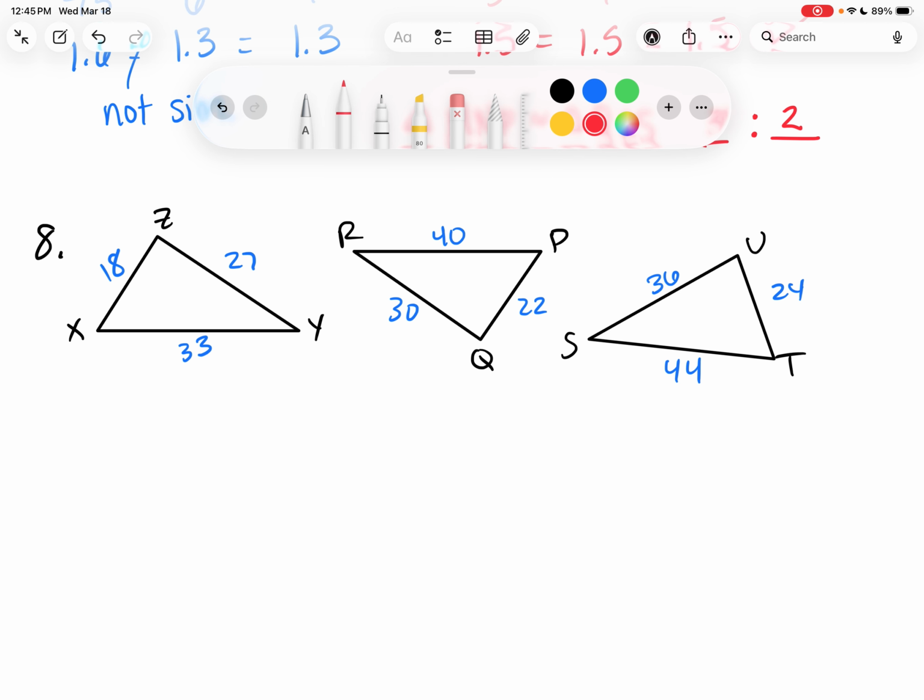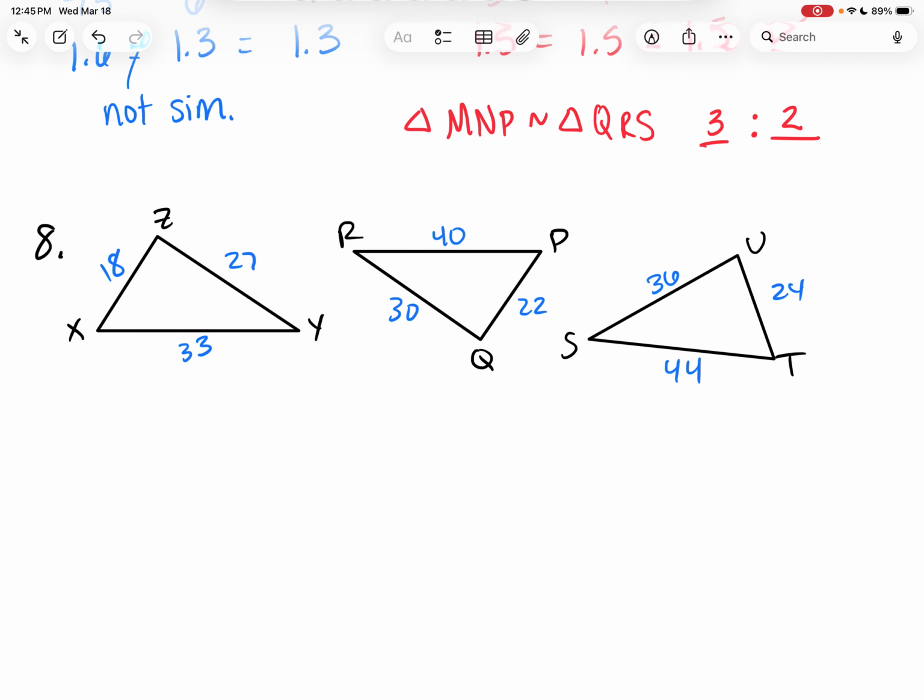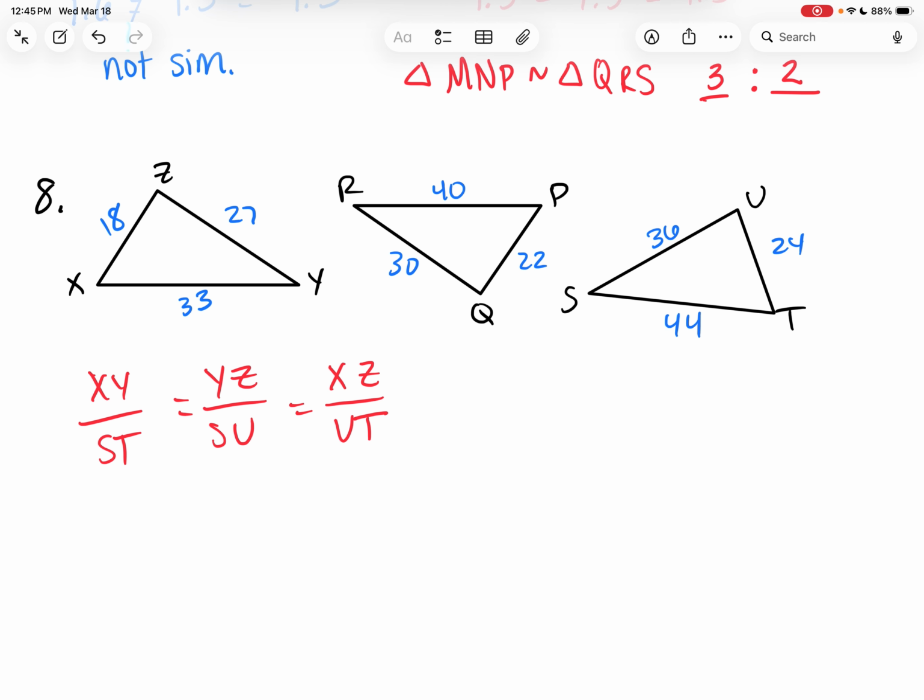All right, so longest sides. So we'll go XY over, longest side over here, ST. And then the next side, YZ over SU. And then XZ over UT. So then plug in the numbers. And again, if you don't write the letters, that's fine. I'm just doing it right now so that we can see it. A lot of times I just go straight to the numbers.